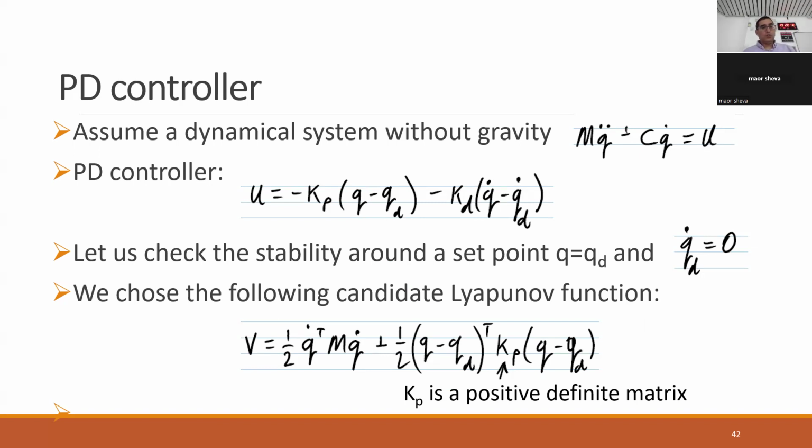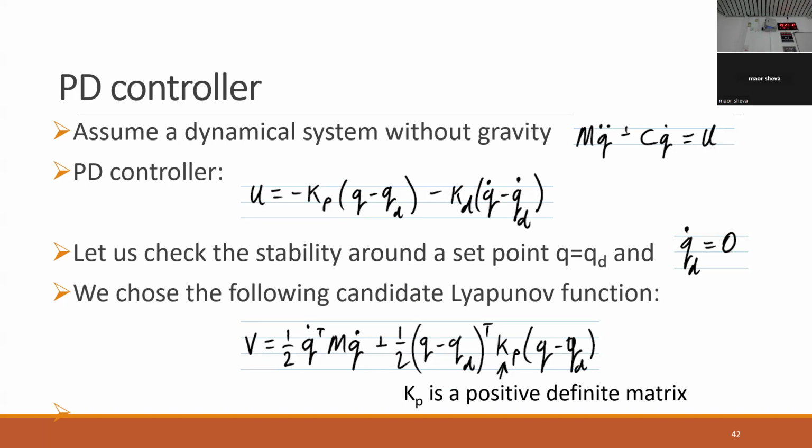So we choose a candidate Lyapunov function, which is the kinetic energy of the system. Recall that the kinetic energy is half q dot transpose M q dot. And the potential energy of the proportional part of the controller.